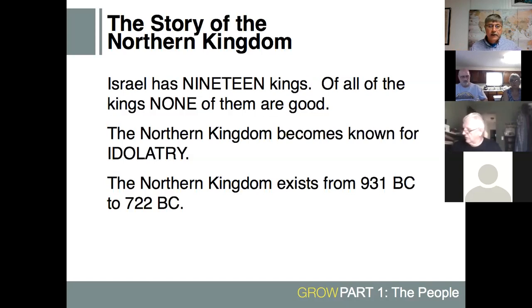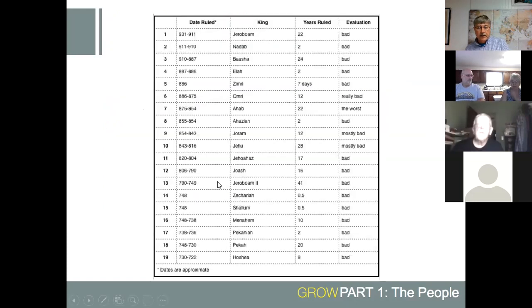And that is because of this northern kingdom, and it only lasted for 200 years, and it gets taken off into slavery. So if you read down your list of the kings of the northern kingdom, it's either bad, really bad, the worst, mostly bad, but none of them are even halfway good. And we'll talk about a few of these.